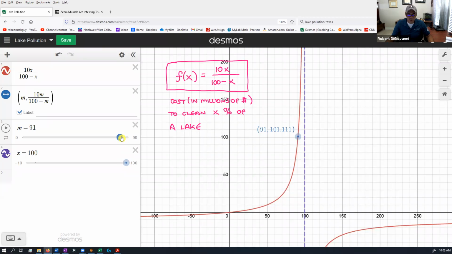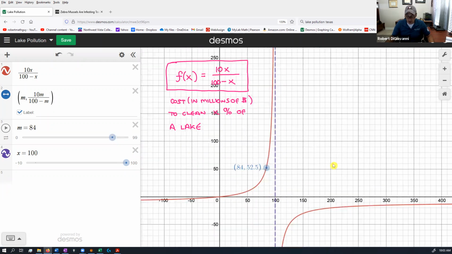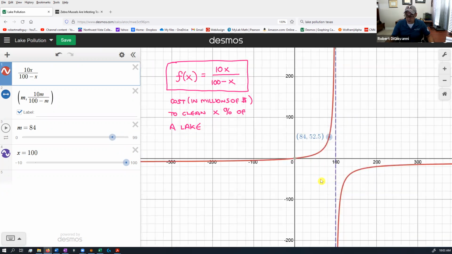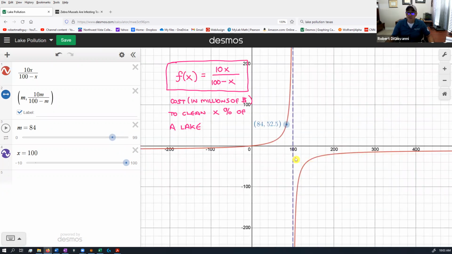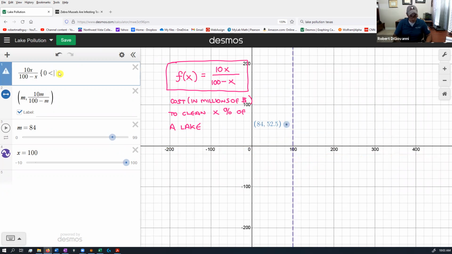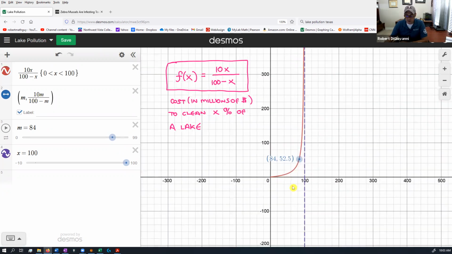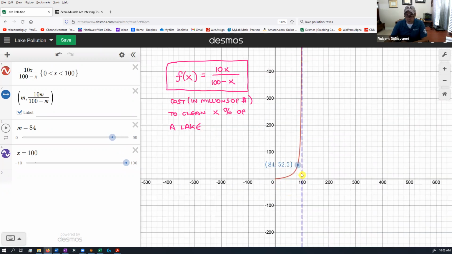This is just a function that kind of models what's happening with this situation. Also, I should point out that the other parts of the graph don't matter. Like this part of the graph is irrelevant to us because it doesn't make sense within this problem. So what I would really want to do is only look between 0% and 100%. That's the only part of the graph that actually matters to us, from 0 to 100.